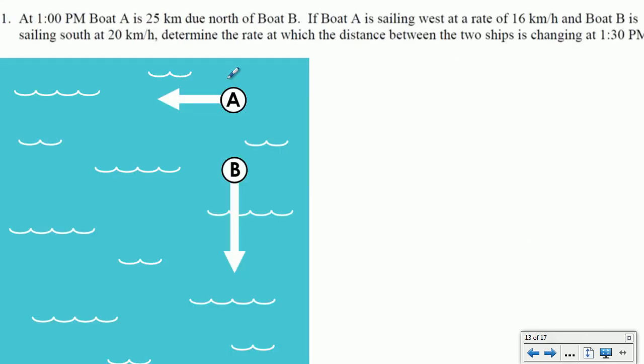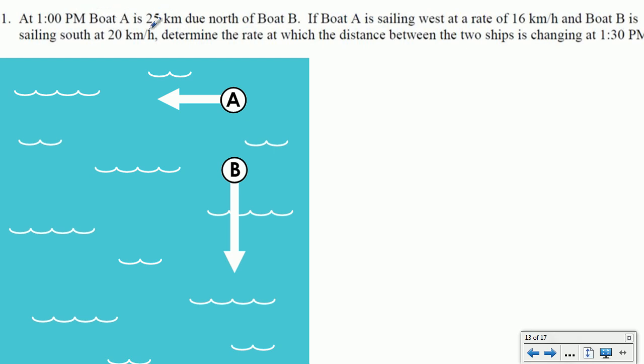Now for the last question of the day. At 1 p.m., boat A is 25 kilometers north of boat B. If boat A is sailing west at a rate of 16 kilometers per hour and boat B is sailing south at 20 kilometers per hour, determine the rate at which the distance between the two ships is changing at 1:30 p.m. So I've already drawn a diagram, which is generally helpful in this type of question, and we need to identify other stuff we know and figure out what we need to find.